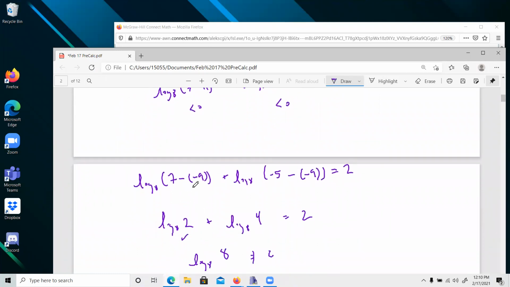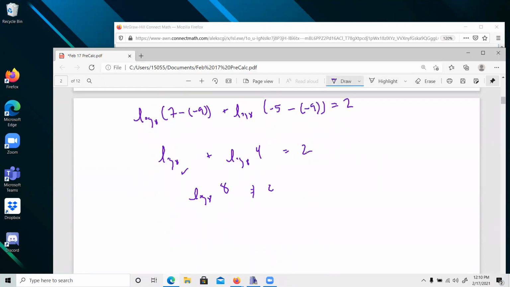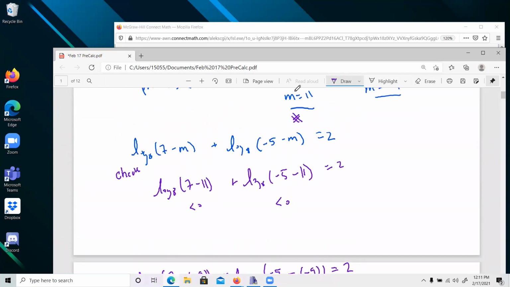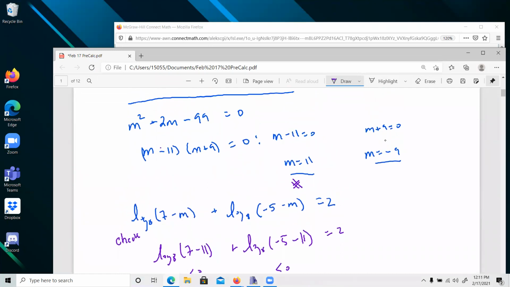Oh, 7 plus 9. Okay, it's not 7 minus 9, it's 7 plus 9. Let me change that. It's 16. And then 16 times 4 is going to be 64. And that's true. That's okay. So yeah, that one will work out. And the only answer we had for that one was m is equal to negative 9. That's fine. That's what satisfied the initial equation.